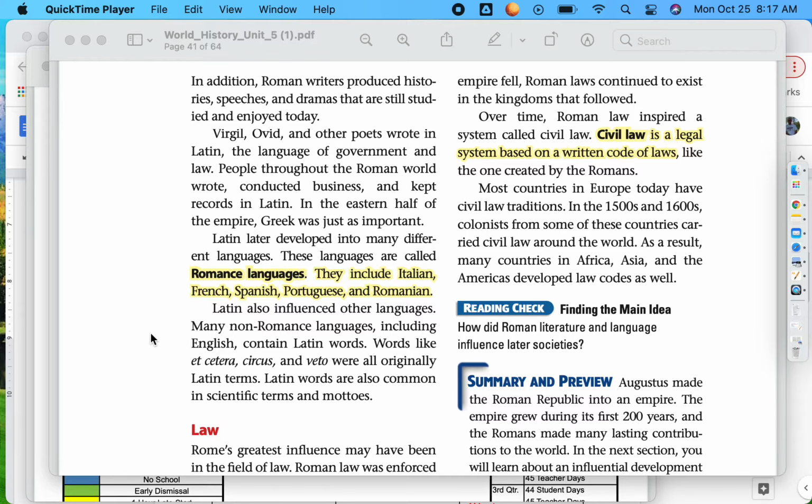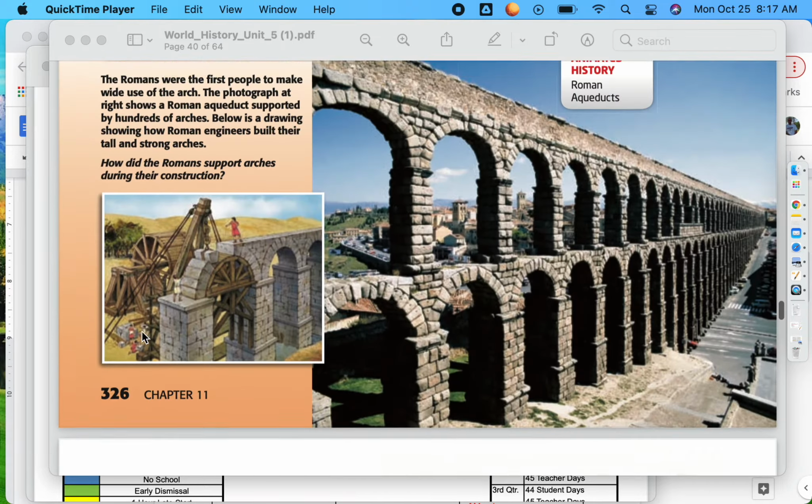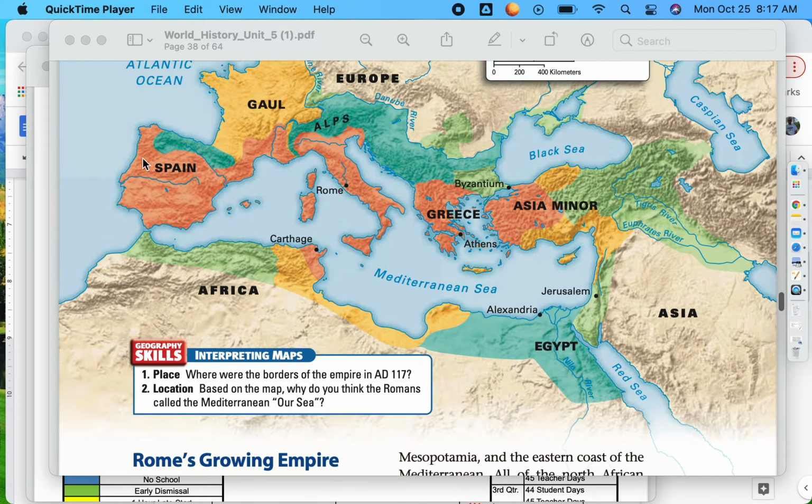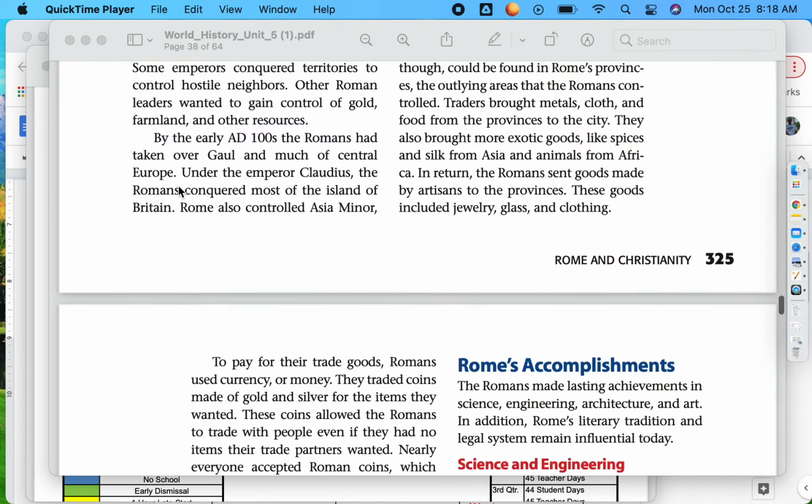We still use Latin words today, especially in law and government. Etc. Circus is a Latin word. Veto we've already used before. That's a Latin word. And some other things were influenced by the Greeks. So at some point, probably in your school history, you're going to study Spanish. It comes from the Latin language of the Romans, which makes sense because if you go back to this map here, you can see that Spain, France, Italy, and other places were once controlled by the Romans. And so that language certainly would come from that area.